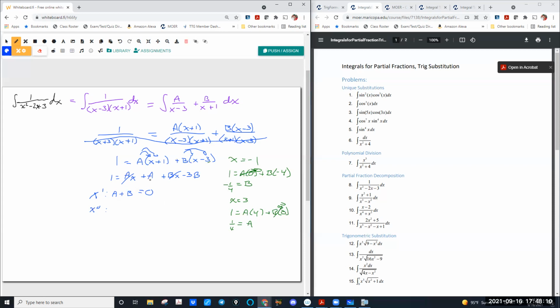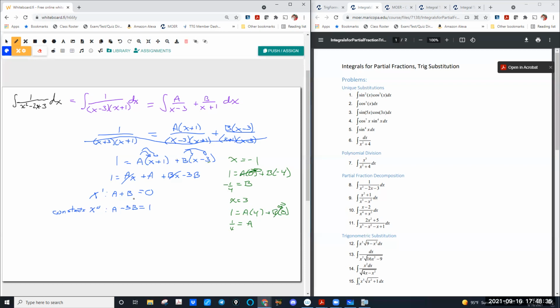Then we do the constants. I have a minus 3b. These are the constants. Let's put that in there just for note's sake, constants. And there is a constant on this side, and it's 1, so that has to equal 1. Yes, we have a 2-by-2 system of equations.